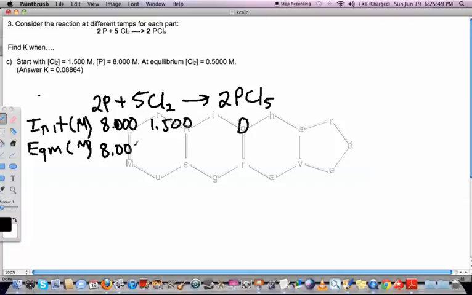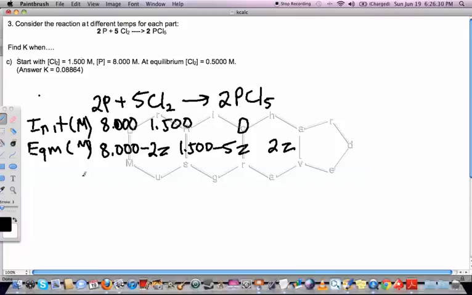we know it's going to be 8.00 minus 2z, and this will be 1.500 minus 5z, and this will be 2z. So what's going to happen is that the concentrations of the reactants will go down, the concentration of the products will go up, and they'll go up and down in accordance with the stoichiometry of the reaction. So it'll go down by 2z, down by 5z, up by 2z. So this will end up going down by as much as this one goes up, and we expect that based on what we see here.